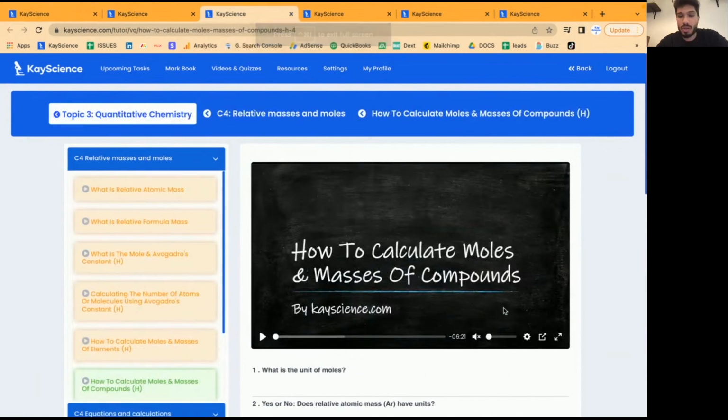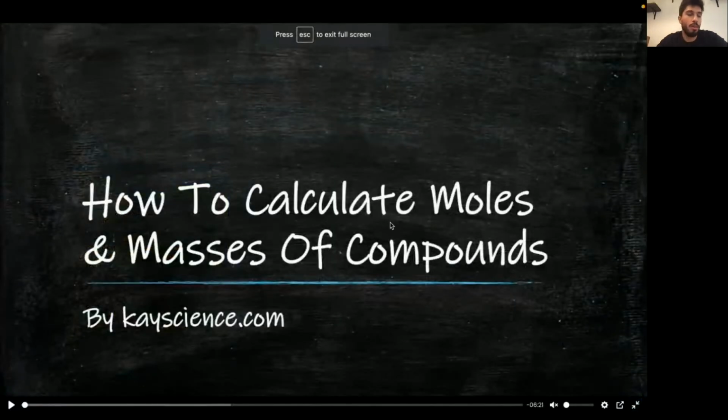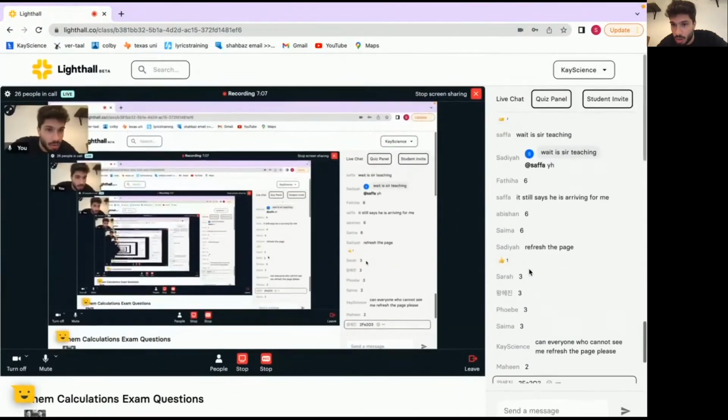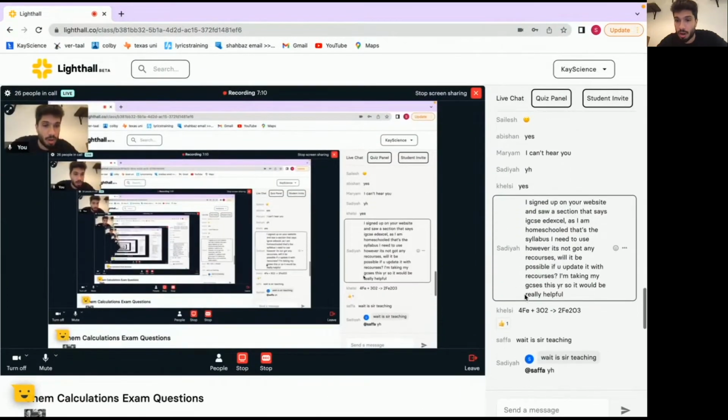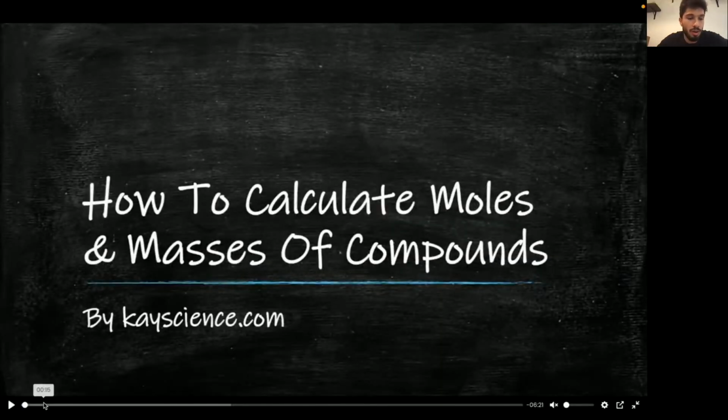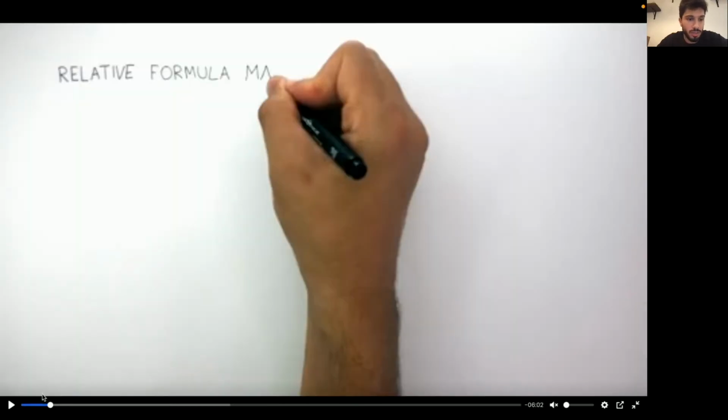I want to focus on how to calculate moles and masses of compounds. We're going to fly through this. Any questions? And I haven't forgotten about your thing up here, Sadia. I'm going to come back to that, okay? How to calculate moles and masses of compounds. Okay, this is the foundations of equations.